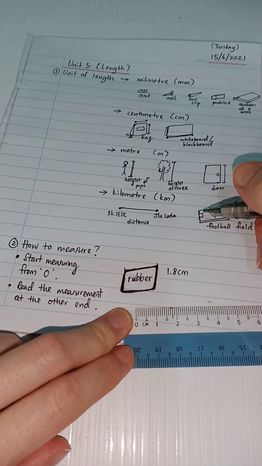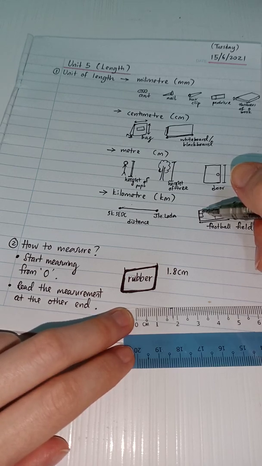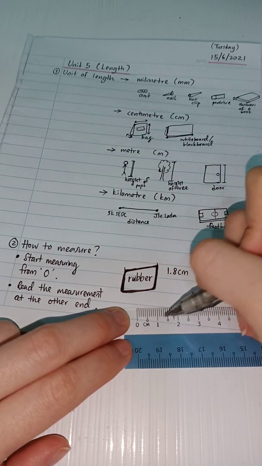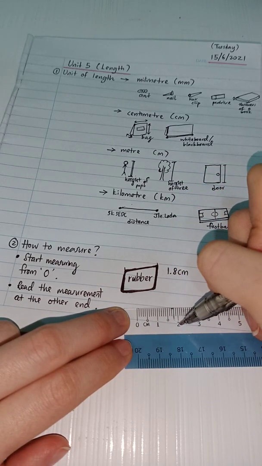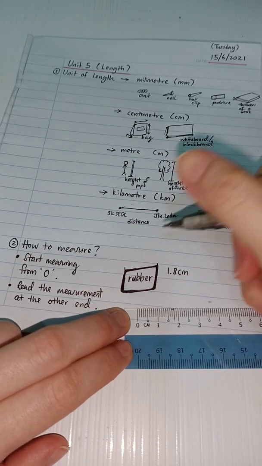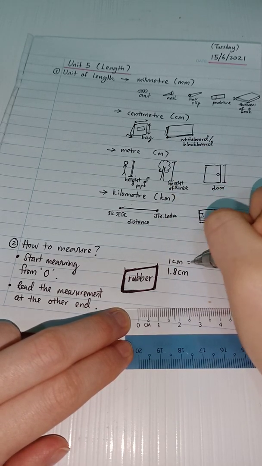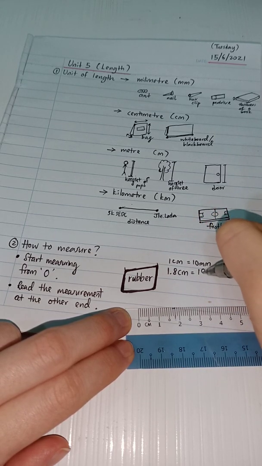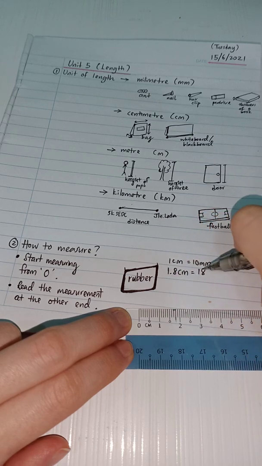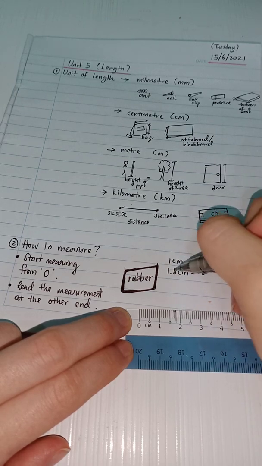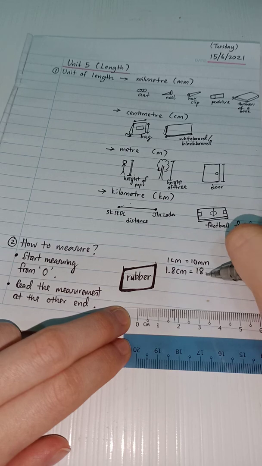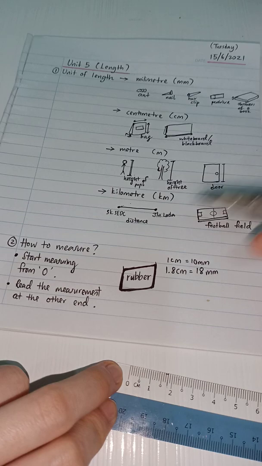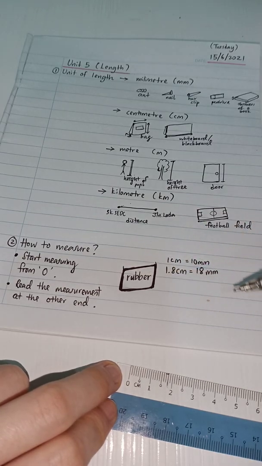If the instruction asks you to write the answer in mm, 1 represents 10 mm, 2 represents 20 mm. So 1 cm represents 10 mm. So you times by 10. 1 times 10 equals 10. 1.8 cm times 10 equals 18 mm. So the length of the rubber is 18 mm.